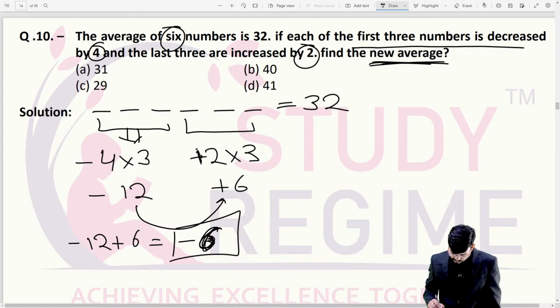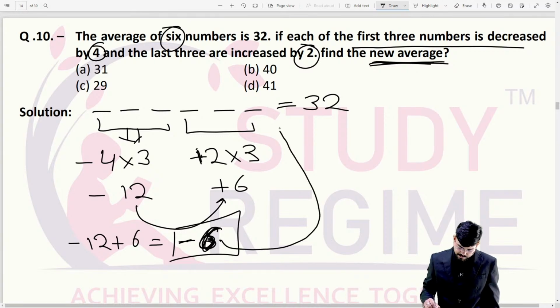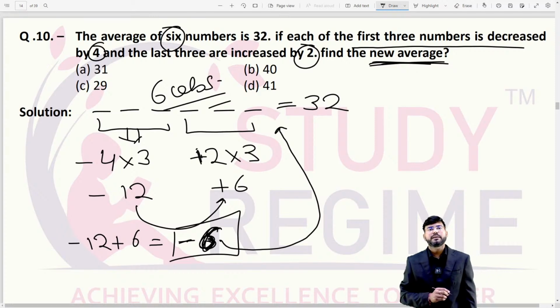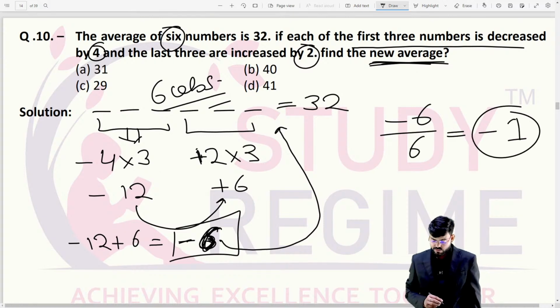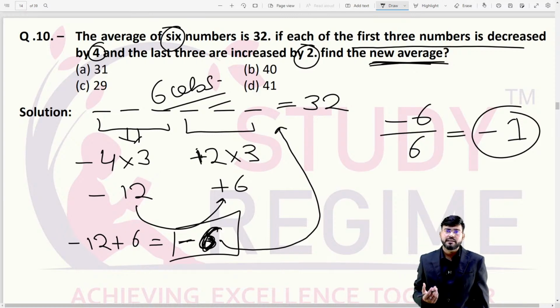Now this negative value means there is a lagging. Minus 6 is the value which is lagging, but it has to be shared by how many observations? Total there are 6 observations. So you will divide minus 6 by 6, and you will get minus 1. So the average gets reduced by 1.